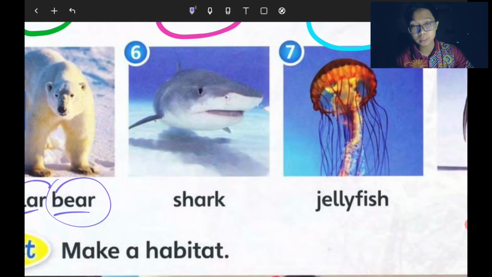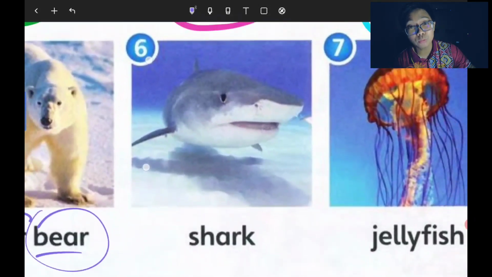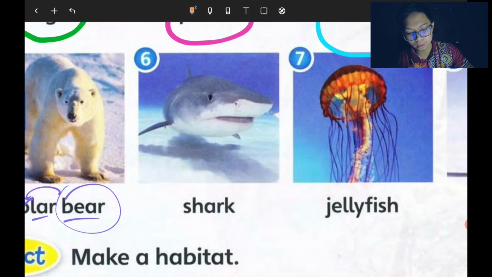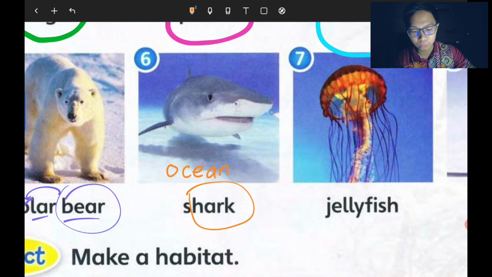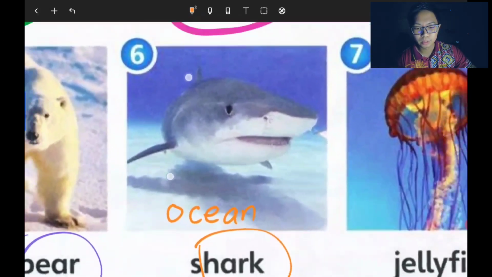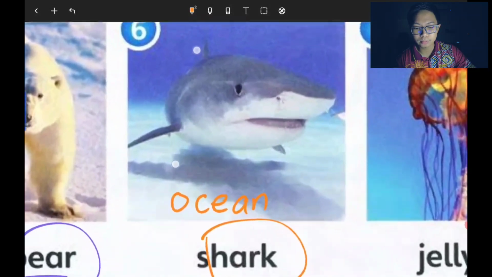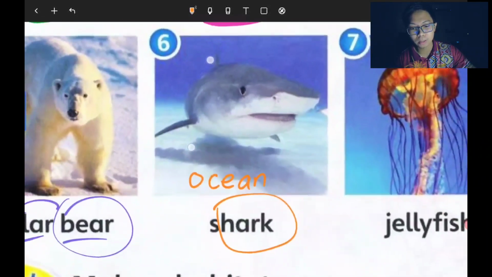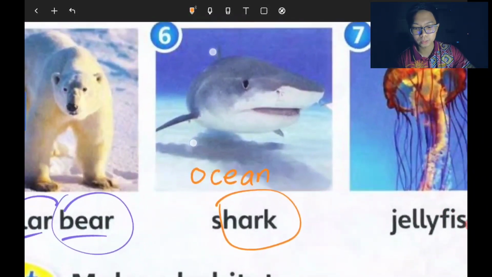Ni yang kamu selalu nyanyi tu. Baby shark, dudu dudu. Where can you find the shark? You can find shark in the ocean. In the ocean. Di dasar laut. Not dasar lah. Okay, not at the bottom. Even at the beach you can find the ocean. Di tepi pantai pun ada. Kadang-kadang ada ikan jerung. Okay, ikan jerung.